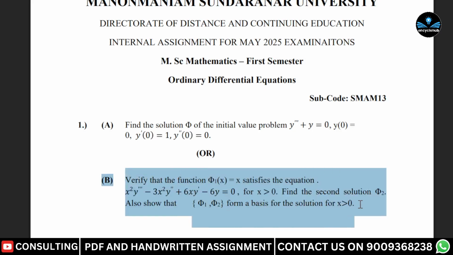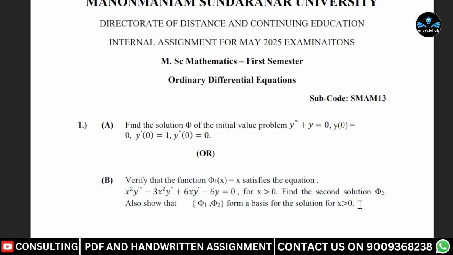In this paper, you can see: verify that the function phi(x) = x satisfies the equation x^2 y''' - 3x^2 - 6xy - 6y = 0 for x greater than 0. Find the second solution. Also find the form of a basis of solutions for x.